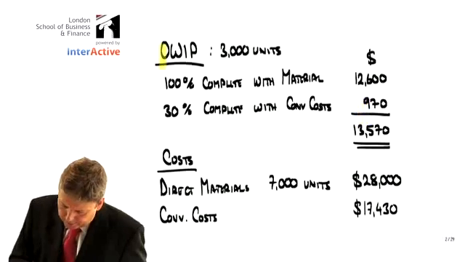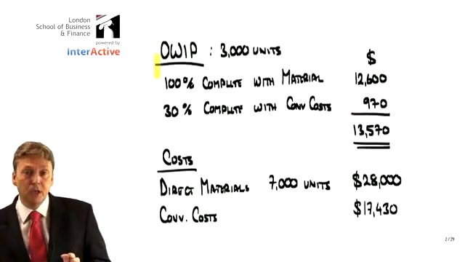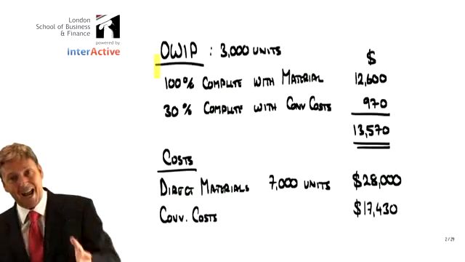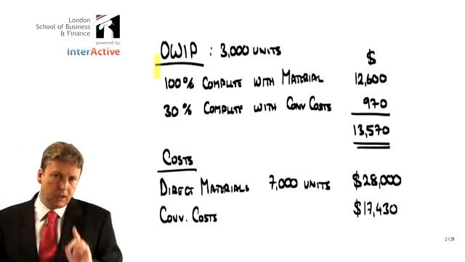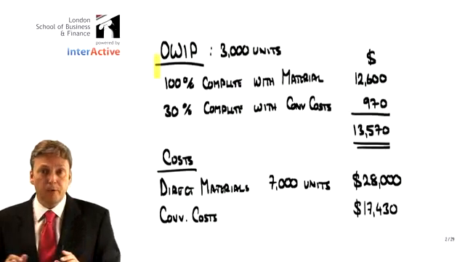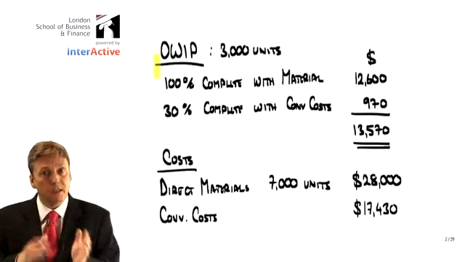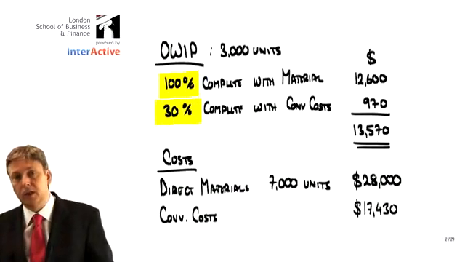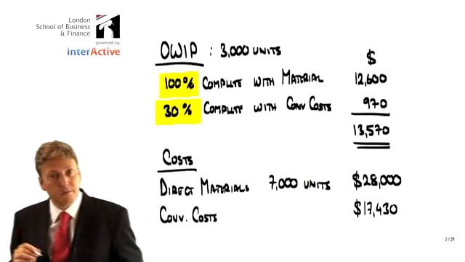If we look back at OWIP, what is now the critical issue with opening work in progress? Remember before, the critical issue was knowing the costs of the materials and conversion costs in order that we could add them in. But we don't want to do that now. The critical issue with FIFO is separating the work done in the previous period from the work done in this period. Therefore, the percentage degree of completion is what we need to know. Let's see how this works.